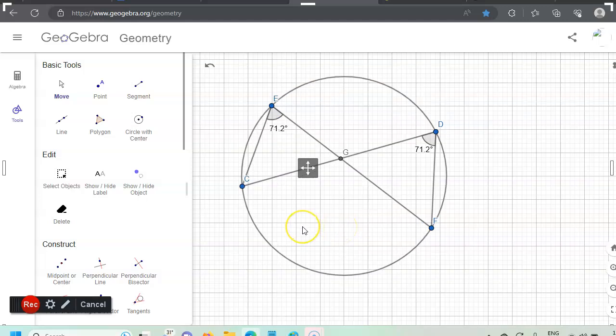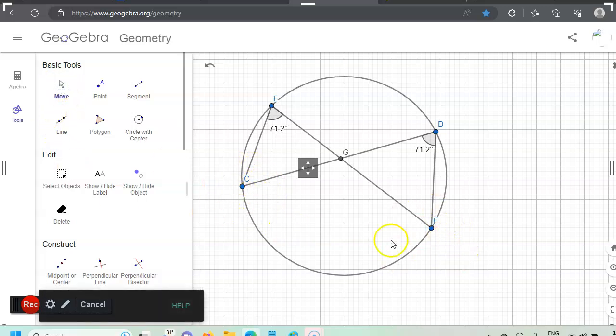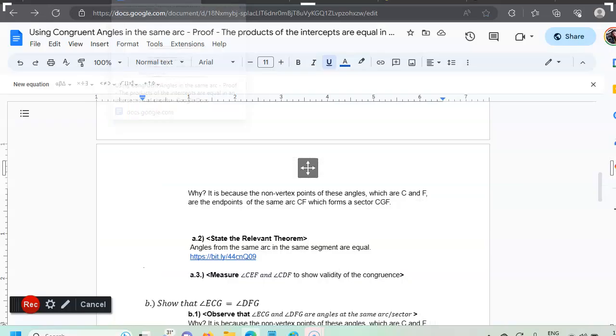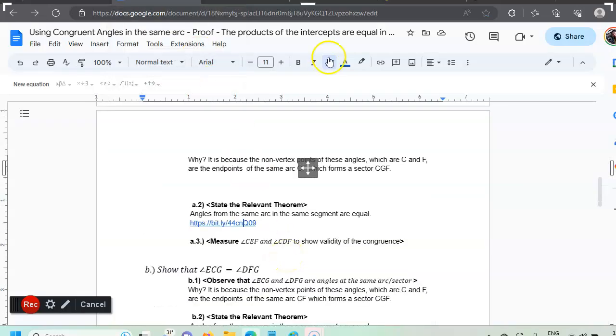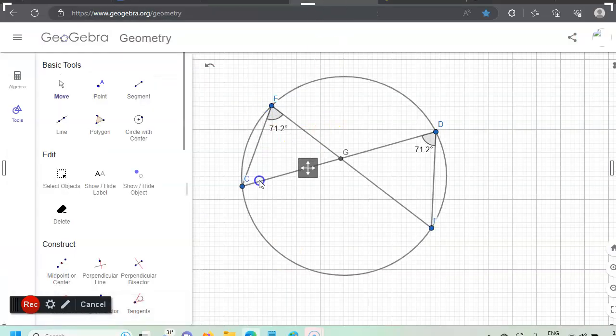Now, the next pair of corresponding angles are angle C and angle F. Observe that angle C, or what we call ECD, and angle F, we call it DFE.